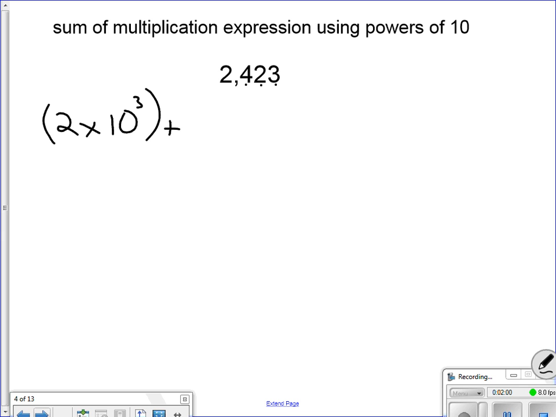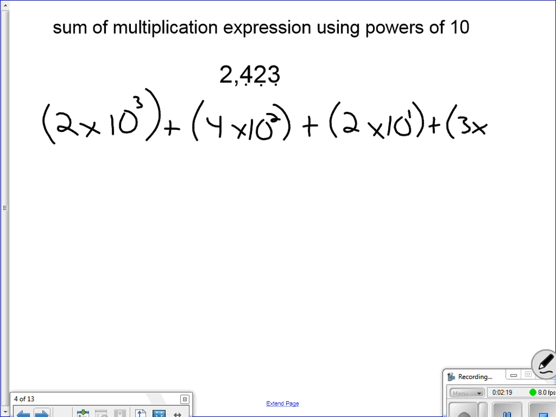Plus 4 times, so how many zeros are in the hundreds? There are 2 zeros, so times 10 to the second power, plus 2 times 10 to the first power, plus 3 times 10 to the 0 power, because anything to the 0 power is worth 1. Remember, we've been doing some practice with that. Okay, so that's how this will look. So keep in mind we have 3.